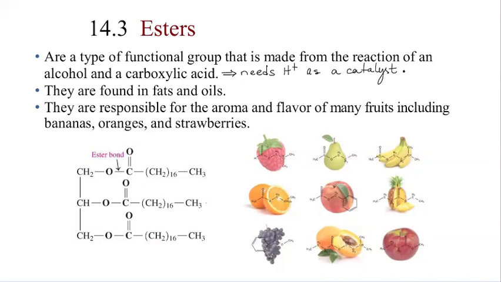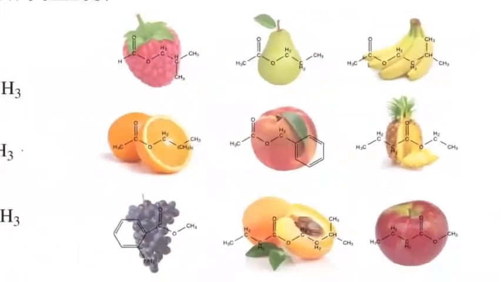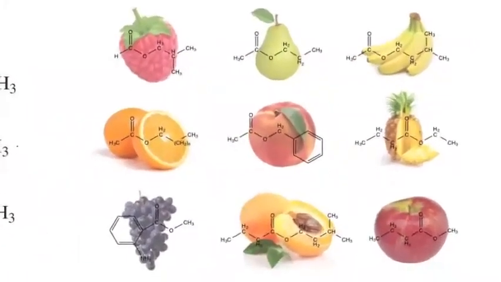The image that we have on the right is actually the images for the esters that give rise to the aroma of the following fruits. As you can see, we have the ester for raspberry, the one for pear, banana, orange, peach, pineapple. We have the one for grapes. We have the one for peach. We have the one for apple, okay?